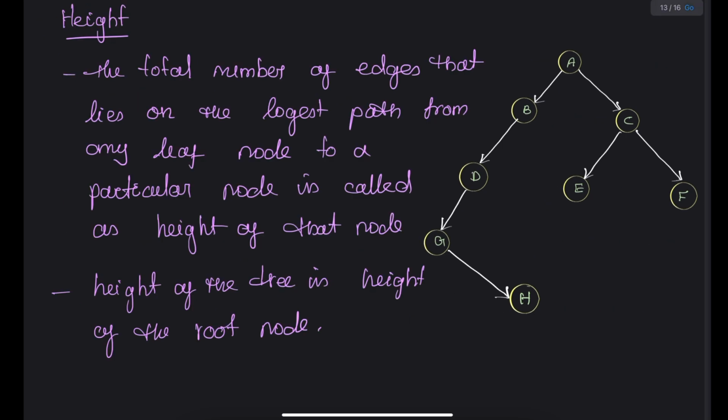The next concept is height. The total number of edges that lie on the longest path from any leaf node to a particular node is called the height of the node. The height of the tree is the height of the root node. According to this diagram, the height starts from the leaf node, and at each next level it is incremented by one. So the height is calculated from the leaf level.